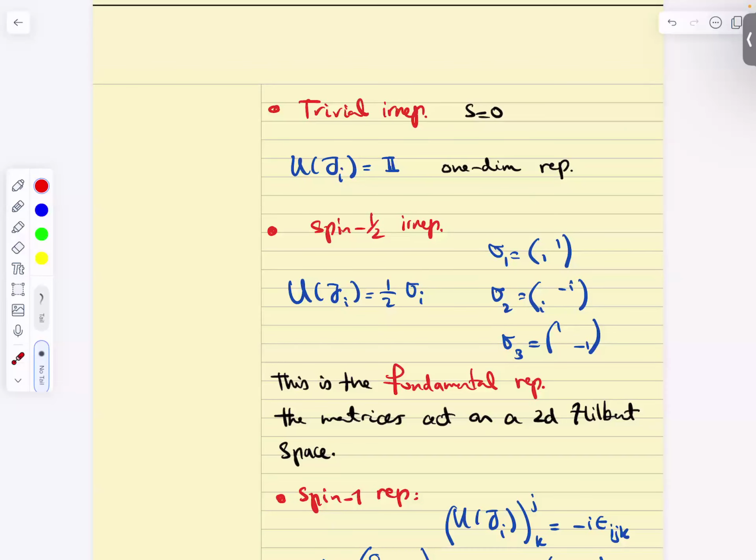Spin half is called the fundamental representation because it acts on a two-dimensional vector space, a 2D Hilbert space. Why is it called fundamental? What was the definition of SU2? It was the thing that was preserving the inner product of a two-dimensional Hilbert space. Here we're representing it as acting on the same Hilbert space. That's why it's called fundamental. I'm not defining for you mathematically what the fundamental representation is. Just describing it.